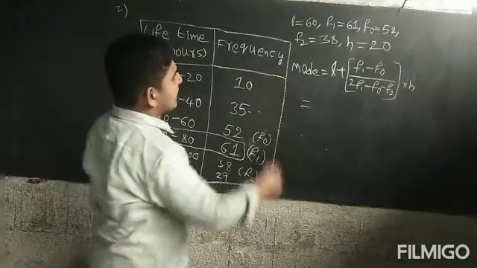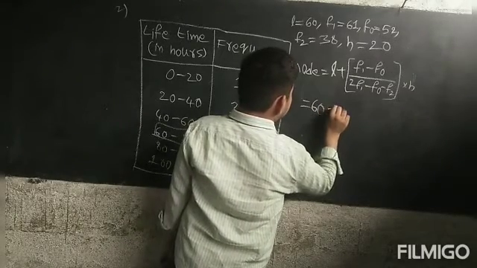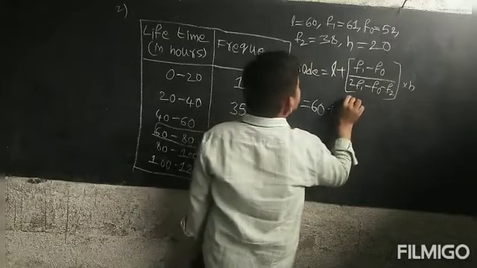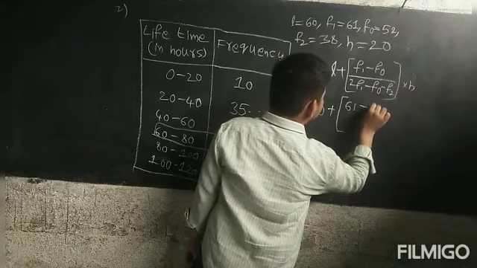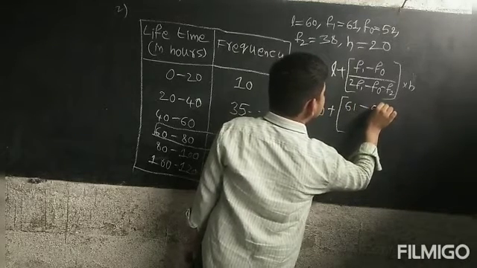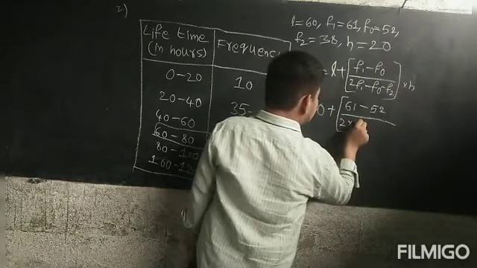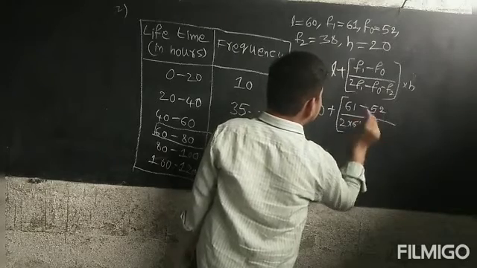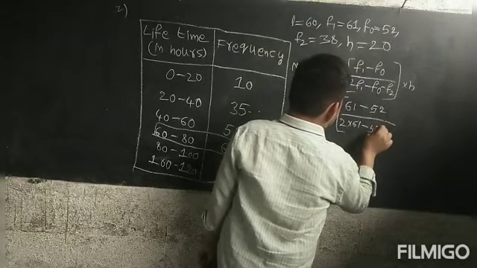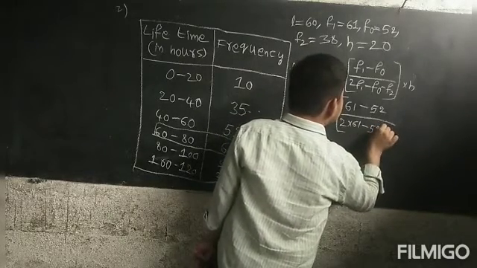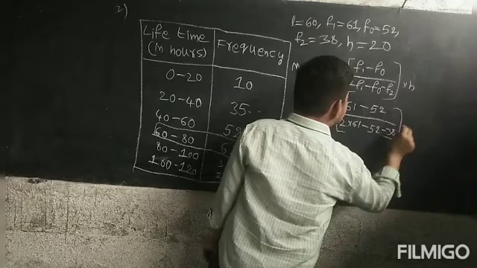Now substituting: mode equal to 60 plus F1 minus F0, that is 61 minus 52, by 2 into 61 minus 52 minus 38, into 20. H equal to 20.